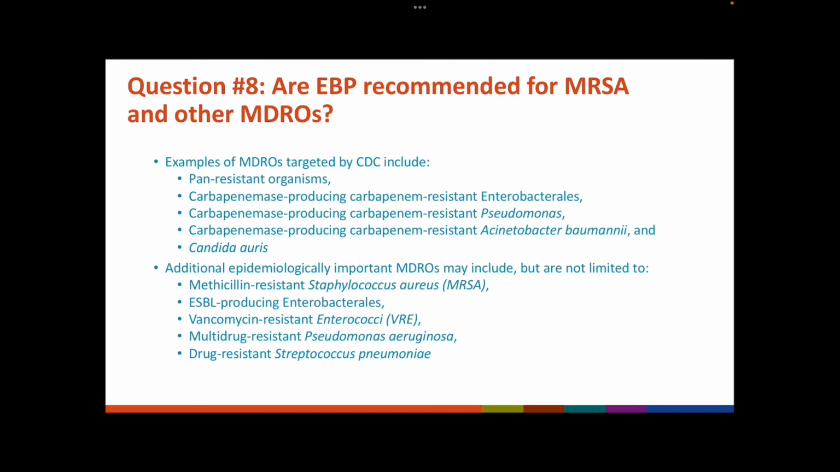If implemented, enhanced barrier precautions for residents with known MRSA colonization should be utilized in the same manner as enhanced barrier precautions for novel or targeted MDROs and should not replace other interventions targeting MRSA infection and transmission. Examples of MDROs that are targeted by CDC include pan-resistant organisms, carbapenemase-producing carbapenem-resistant Enterobacteriales, carbapenemase-producing carbapenem-resistant Pseudomonas, carbapenemase-producing carbapenem-resistant Acinetobacter baumannii, and Candida auris.